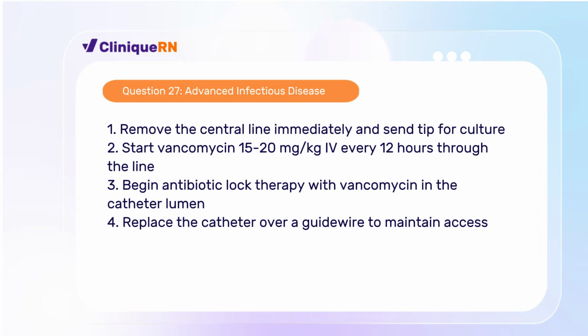1. Remove the central line immediately and send a tip for culture. 2. Start vancomycin 15 to 20 milligrams per kilogram intravenously every 12 hours through the line. 3. Begin antibiotic lock therapy with vancomycin in the catheter lumen. 4. Replace the catheter over a guide wire to maintain access.